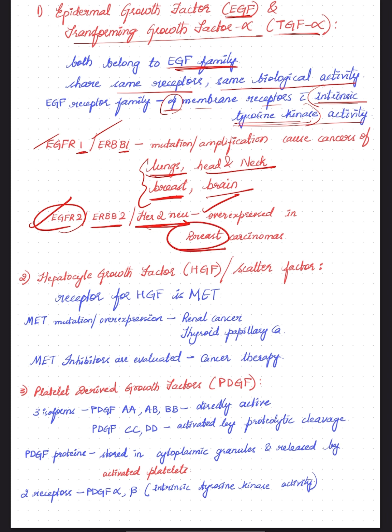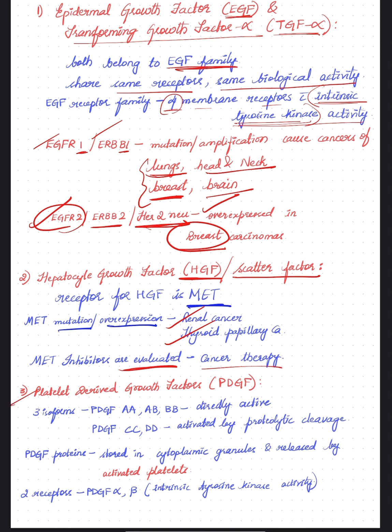Simple. The second factor is hepatocyte growth factor, HGF or scatter factor. The receptor for HGF is MET. MET receptor mutation or overexpression causes renal cancer and thyroid papillary cancer. Hence, MET inhibitors are being evaluated for cancer therapy.